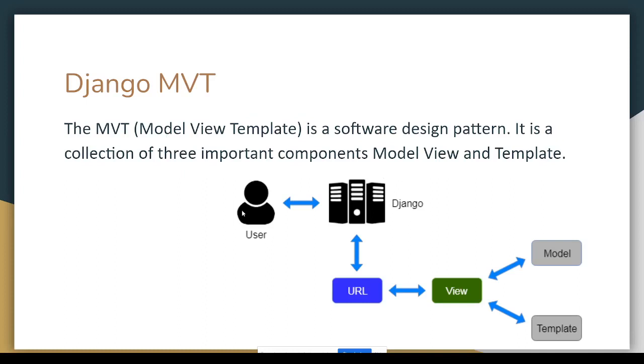Okay. So for example, we have the user, and then we have the computer. For the Django, you have the URLs or the path, and then we have the views, models, and template. Later on in my demonstration, I will show you what is view, model, and template.